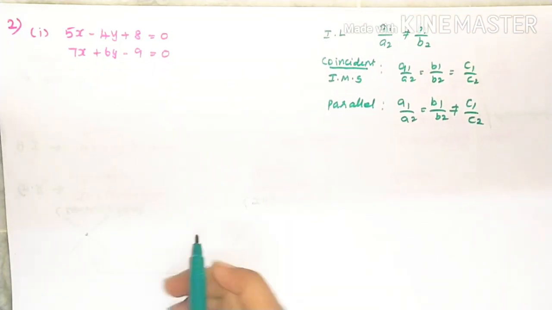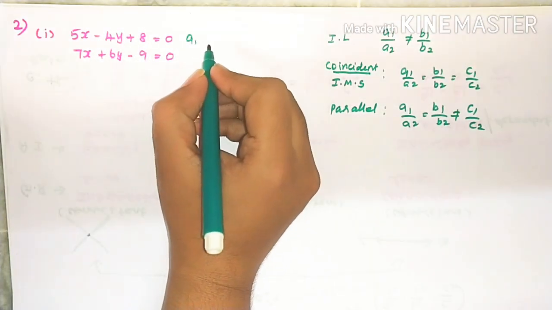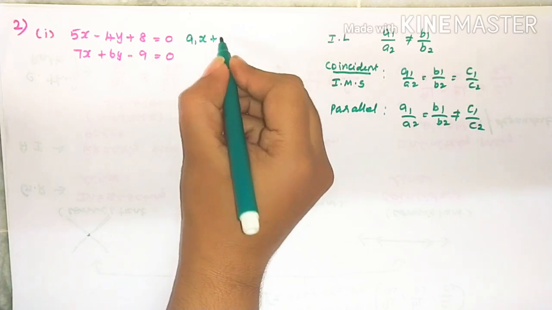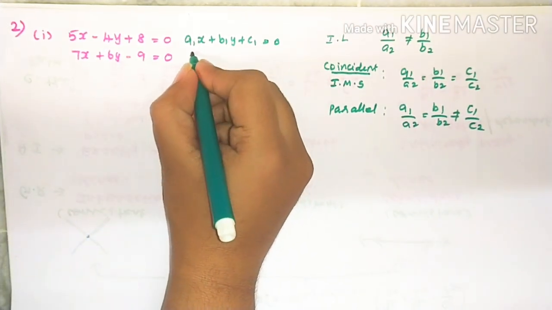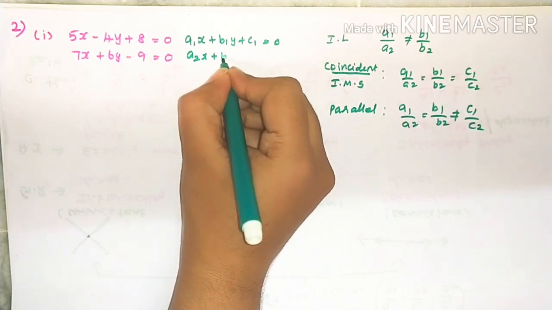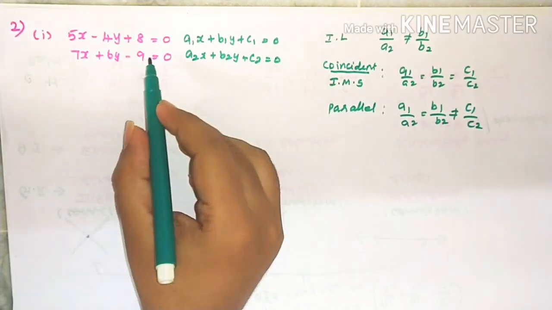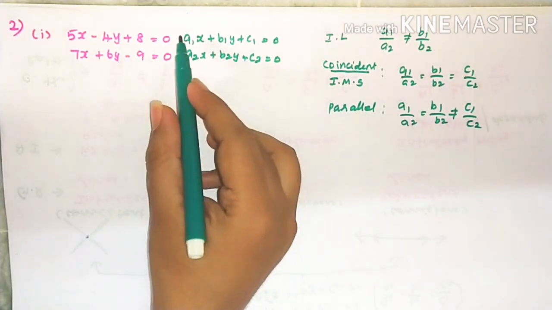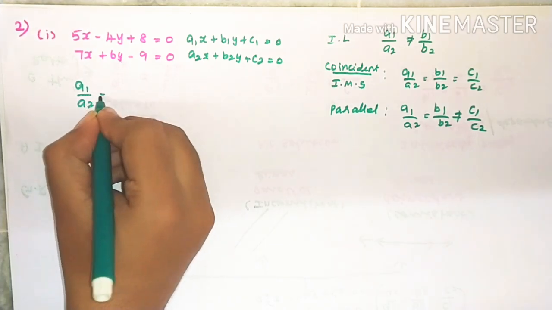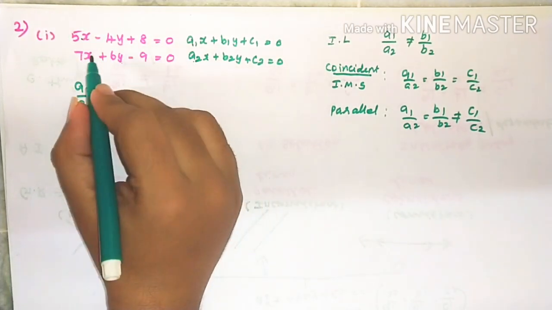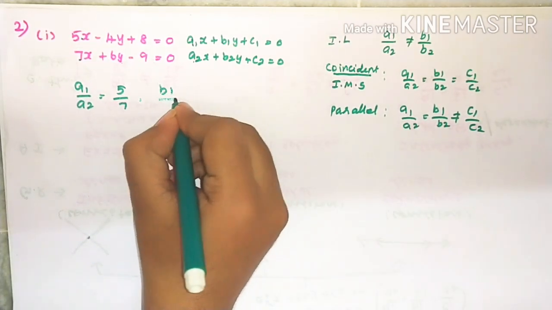Now we can start the sum. I am writing the general form here. What is the general form of the linear equation? a1x plus b1y plus c1 equal to 0. Another general form is a2x plus b2y plus c2 equal to 0. Now compare your equation with the general form and compare the ratios. So a1 divided by a2: a1 is 5, a2 is 7, so 5 by 7. Next, b1 by b2.